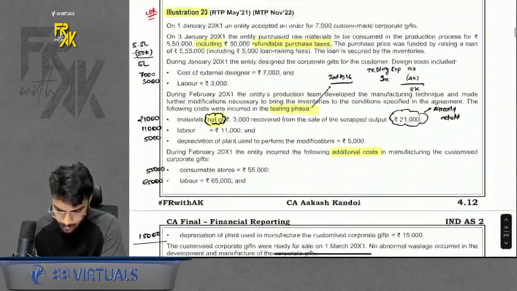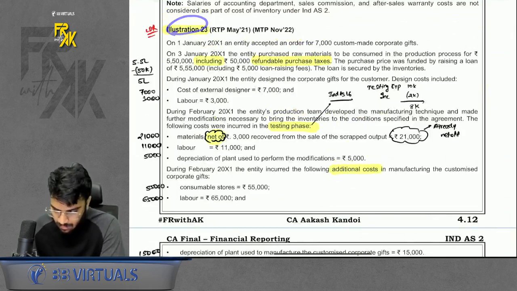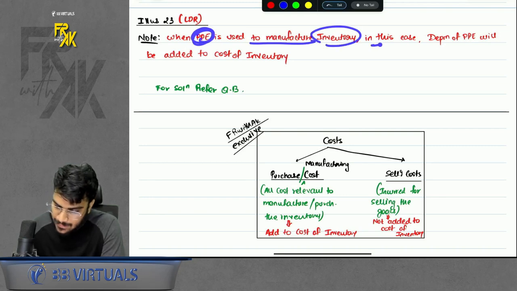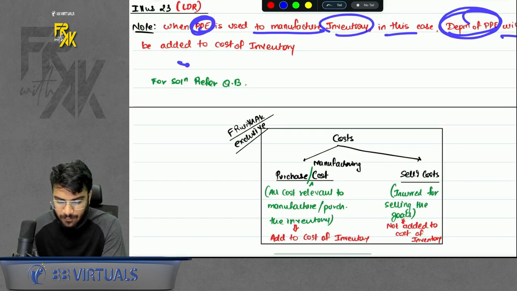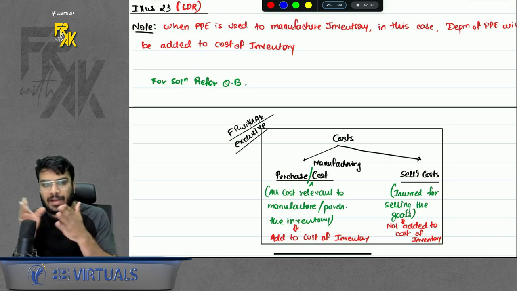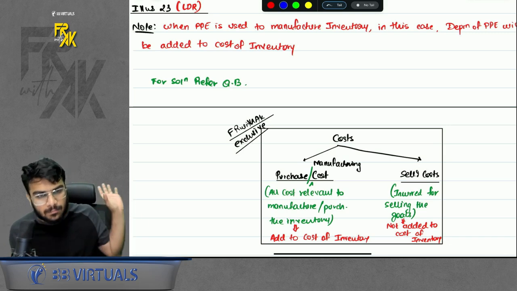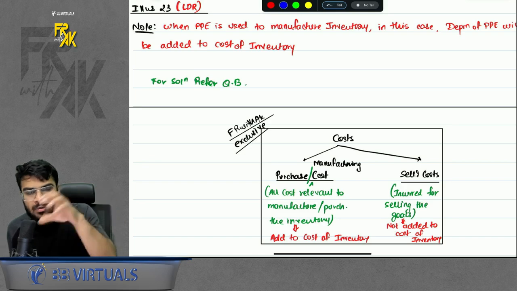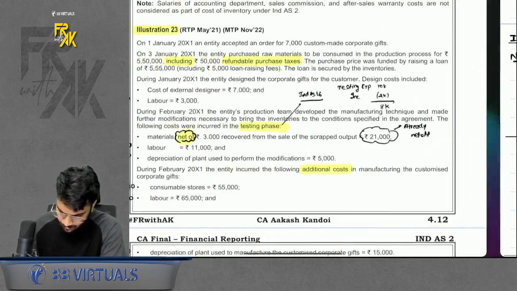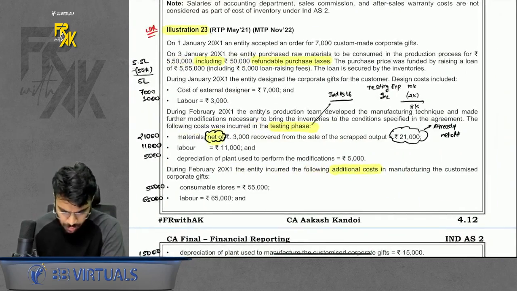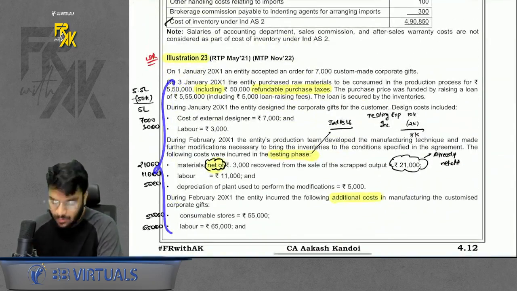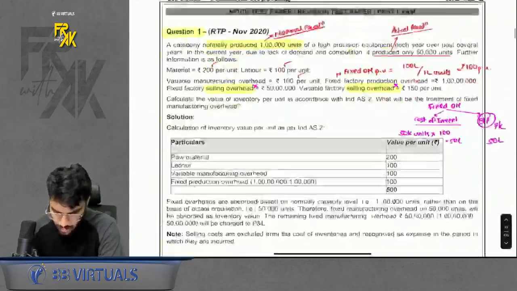Then illustration number 23 is also a good question. Just remember one concept in this. When PPE is used to manufacture the inventory, in this case, depreciation of PPE will be added to the cost of inventory. Let's say if I'm using a plant to manufacture this mic, this is my inventory. So the depreciation of that plant will get added to the cost of the mic. It will not be transferred to P&L in that case. Various costs are given. Let me tell you, all costs are to be capitalized. Just give this a read with this concept and you will understand. It's a very simple question.